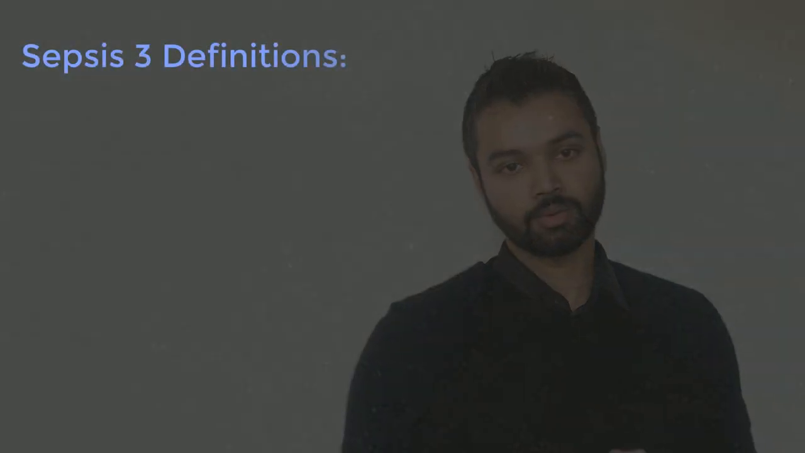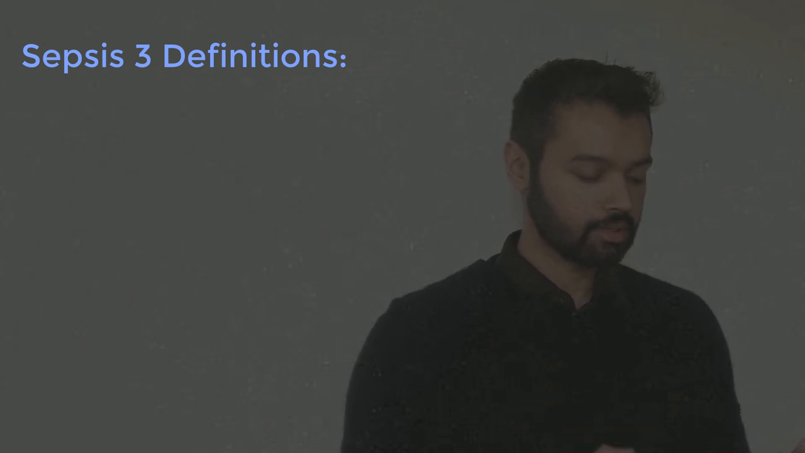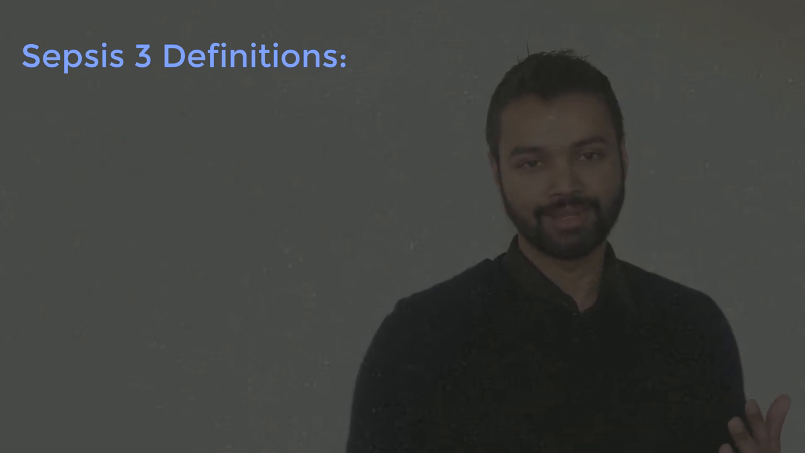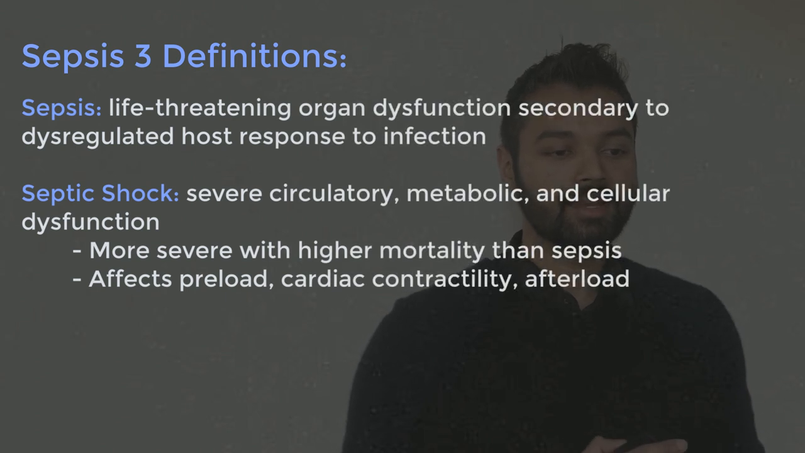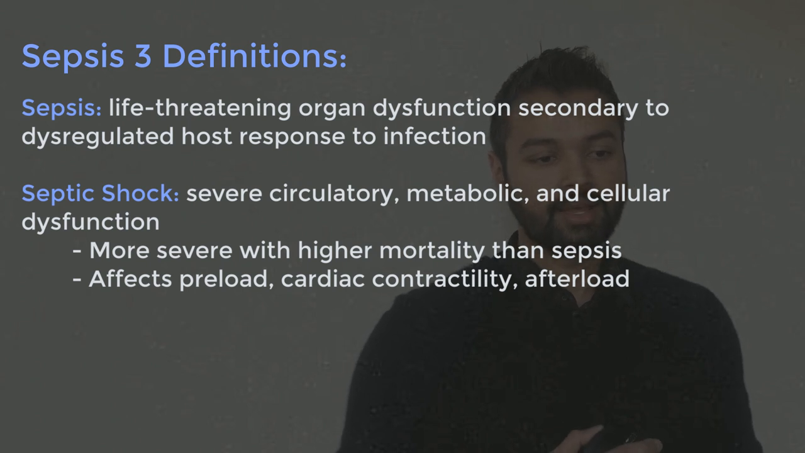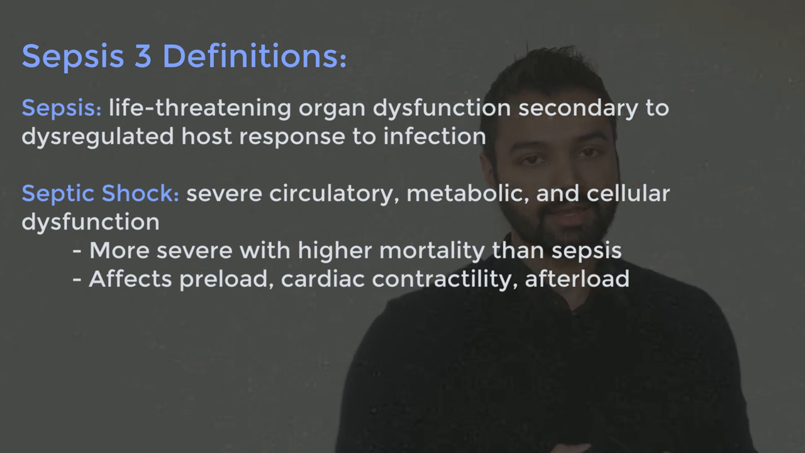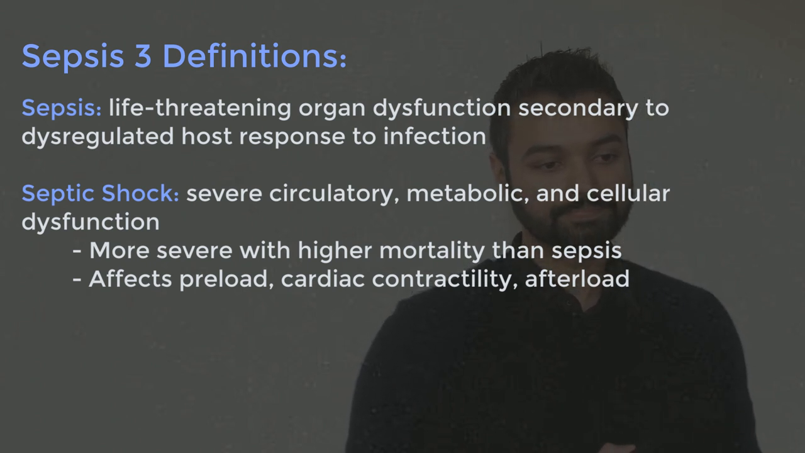We're going to start with Sepsis-3 definitions. This came out in 2016, and it basically eliminated some of the older terms that were used, including terms such as severe sepsis and septicemia. It just put out two terms, sepsis and septic shock. Sepsis, verbatim, is defined as life-threatening organ dysfunction secondary to dysregulated host response to infection. And septic shock is a subset of sepsis, defined as severe circulatory, metabolic, and cellular dysfunction, and it carries a higher mortality rate than sepsis alone.